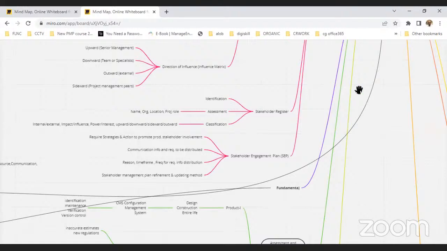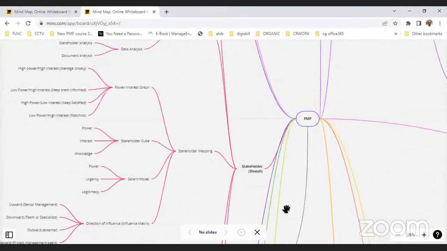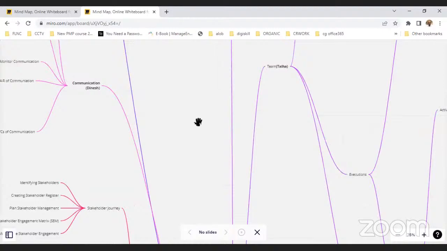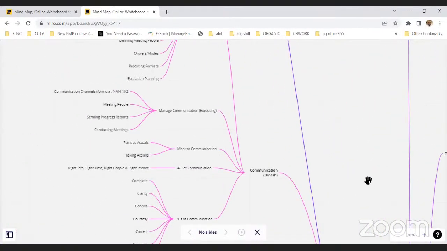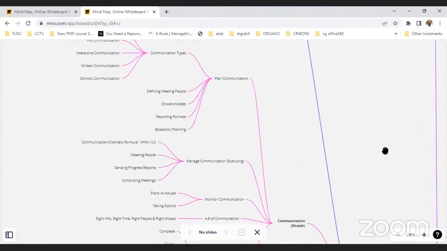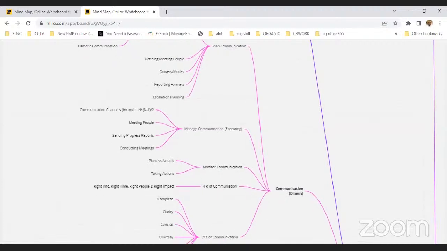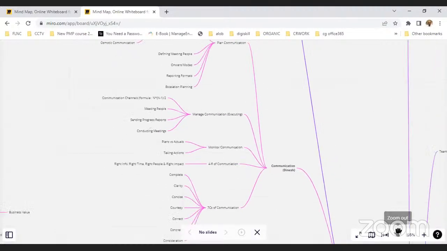Moving on to communication. As the name says, effective communication is the key to successful teams. In order for communication to be effective, we need to have three types. Communication has three major types. One is we need to effectively plan the communication. We have to manage the communication and then monitor the ongoing communication.